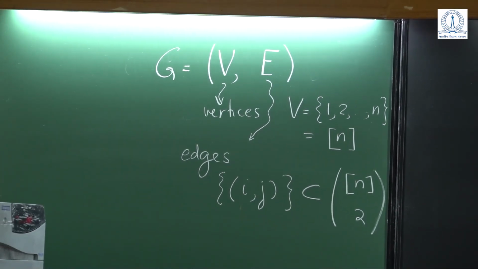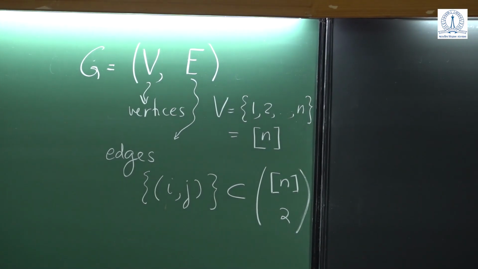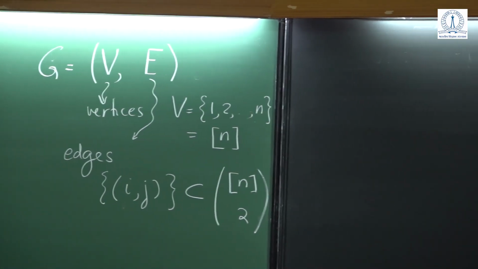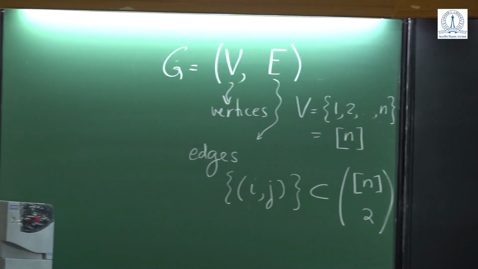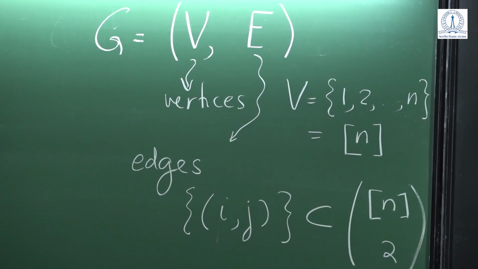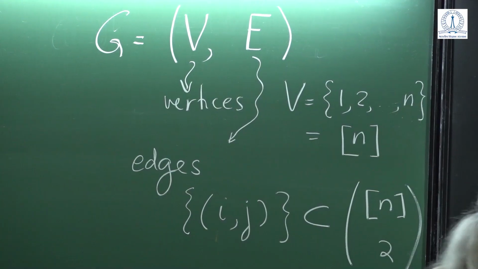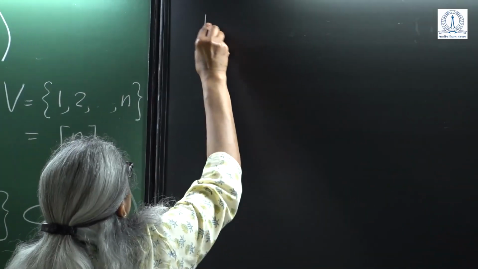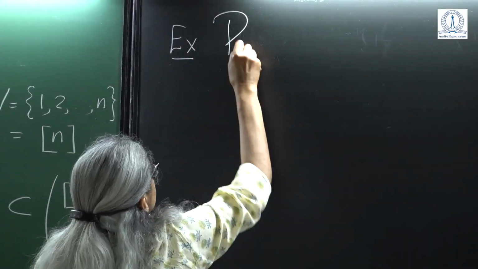So let's do an example right away. I want to do the Petersen graph, which is a very classic graph that has lots of amazing properties. So let's draw that, and then we'll look at it in Mathematica. So example. Our first example is the Petersen graph.